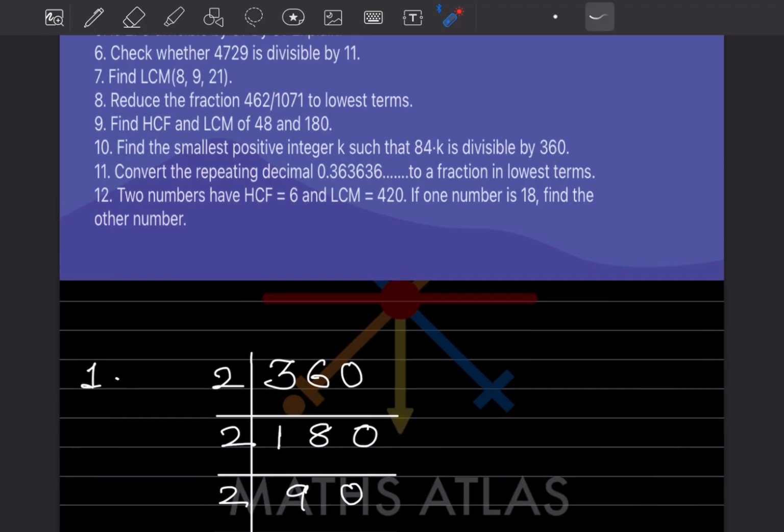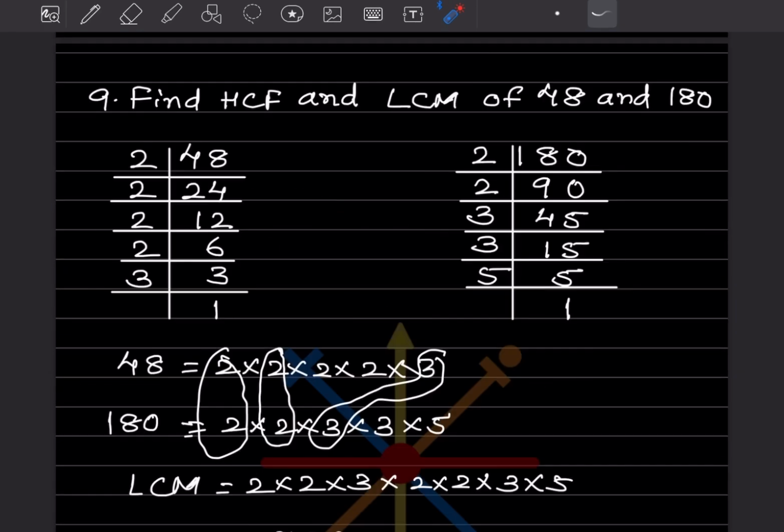So now here we have to find the HCF and LCM of 48 and 180. So now what will you do? First we'll take the factors of it. So factors of 48, 2 24s are, 2 12s are, 2 6s are, 2 3s are and 3 1s are. For 180 that will be 2 90s are, 2 45s are, 3 15s are, 3 5s are and 5 1s are. So these are the factors for 48, and these are the factors for 180.